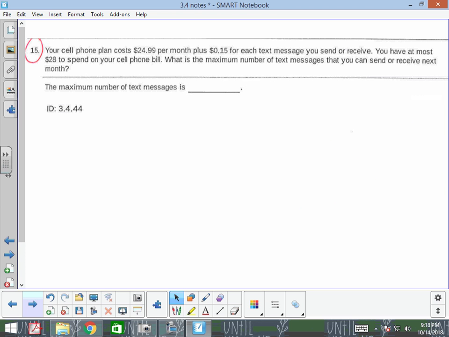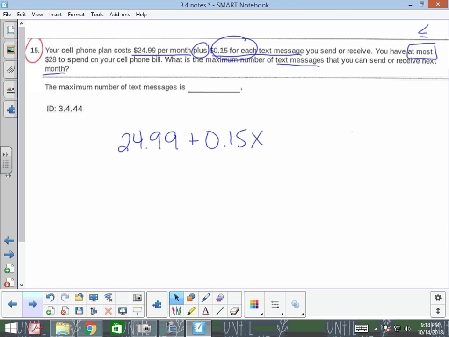All right, number 15 is a word problem. Your cell phone plan costs $24.99 per month plus 15 cents for each text message you send or receive. You have at most, it's less than or equal to $28 spent on your cell phone bill. What is the maximum number of text messages that you can send or receive next month? So we only are paying $24.99 for 1 month at this point, plus 15 cents times the number of text messages. So that 15 cents for each text message means we're multiplying 0.15 times x.